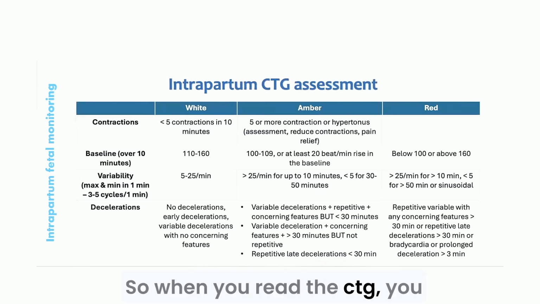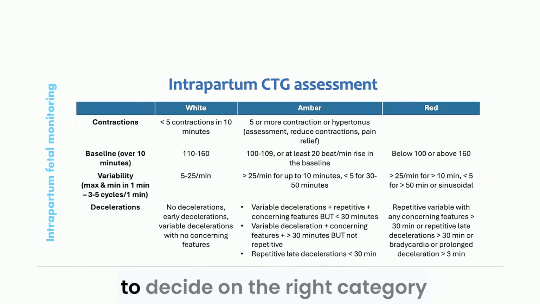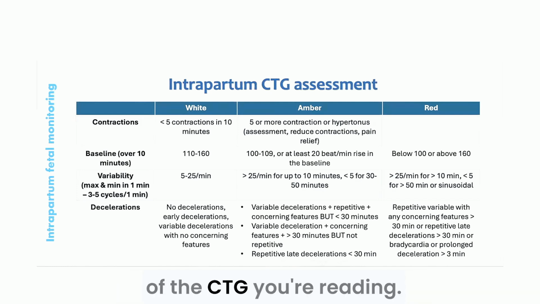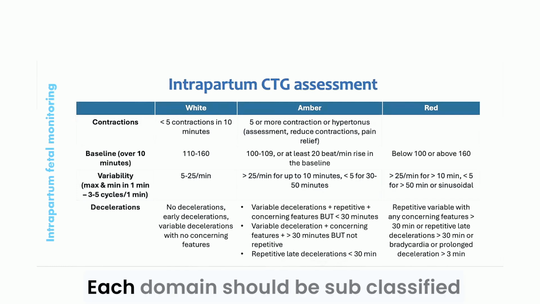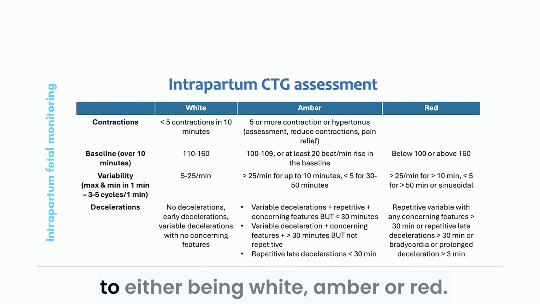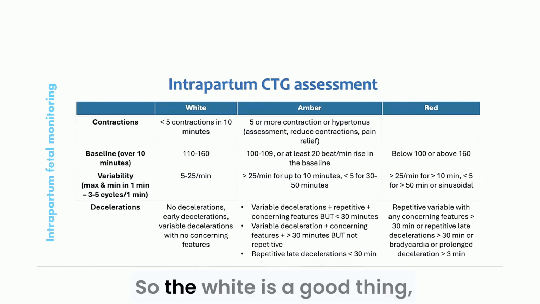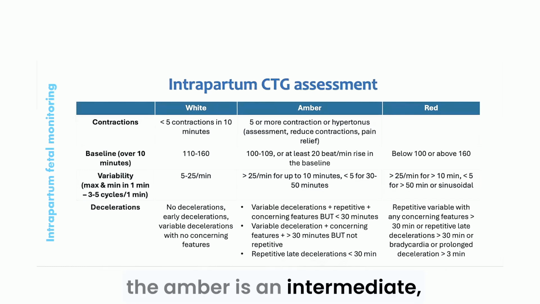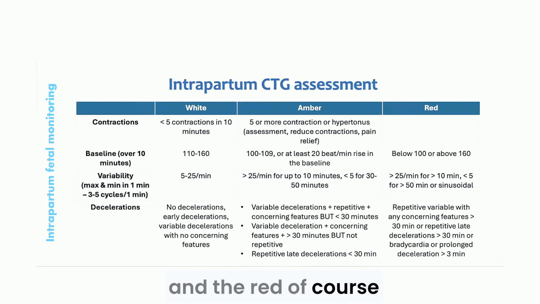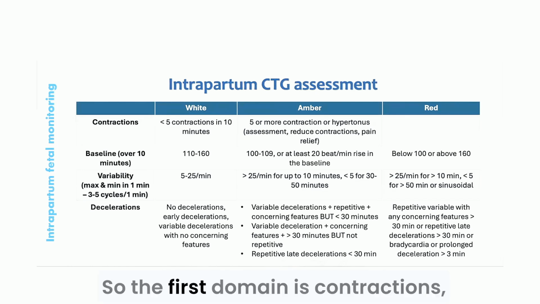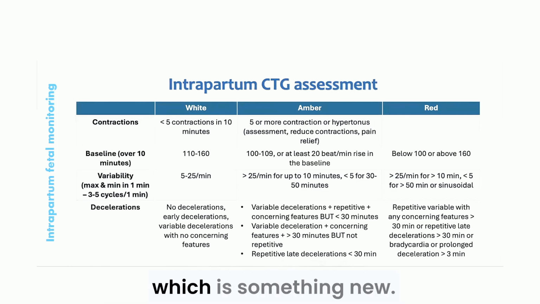So when you read the CTG, you have to check 4 domains to decide on the right category of the CTG you're reading. Each domain should be subclassified as either white, amber, or red. So the white is a good thing, the amber is an intermediate, and the red, of course, is bad or dangerous. So the first domain is contractions, which is something new.